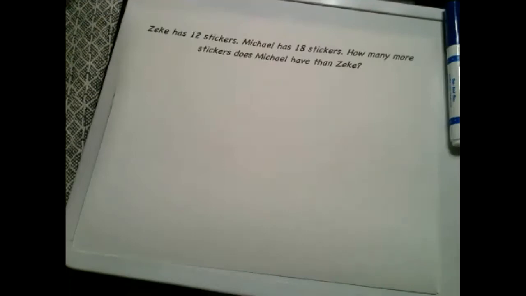Now that we have warmed up and we reviewed some of the strategies that we've learned, let's go ahead and solve this next type of problem. Now, we've learned to solve comparing word problems in the past. Now we're going to learn how to do them a little bit more. Look at this problem.